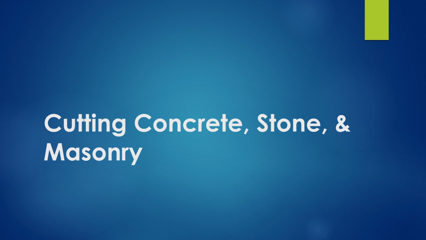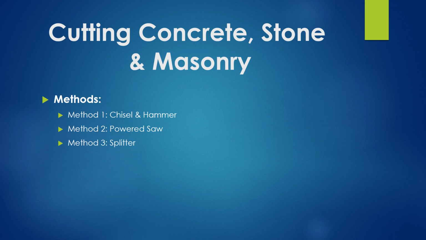Next, we will talk about cutting concrete, stone, and masonry. There are 3 types of methods that can be used. Method 1 is a chisel and hammer. Method 2 is a powered saw. And method 3 is a splitter.